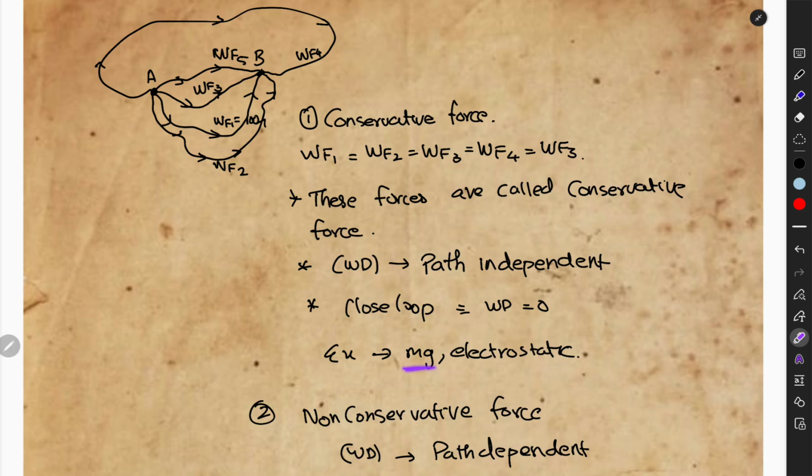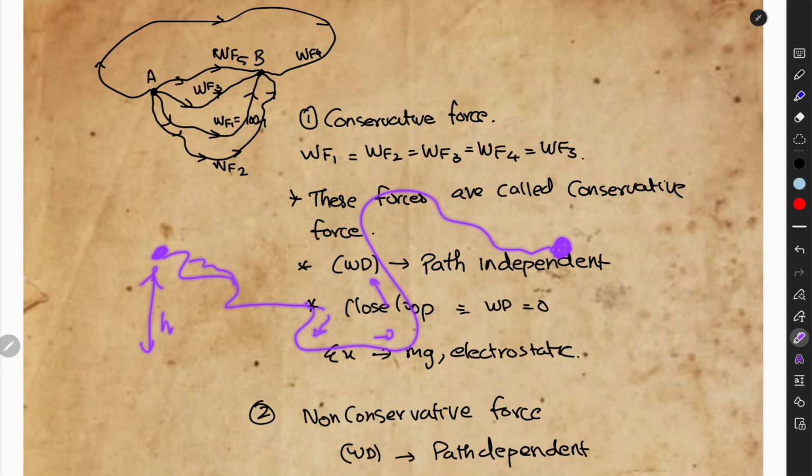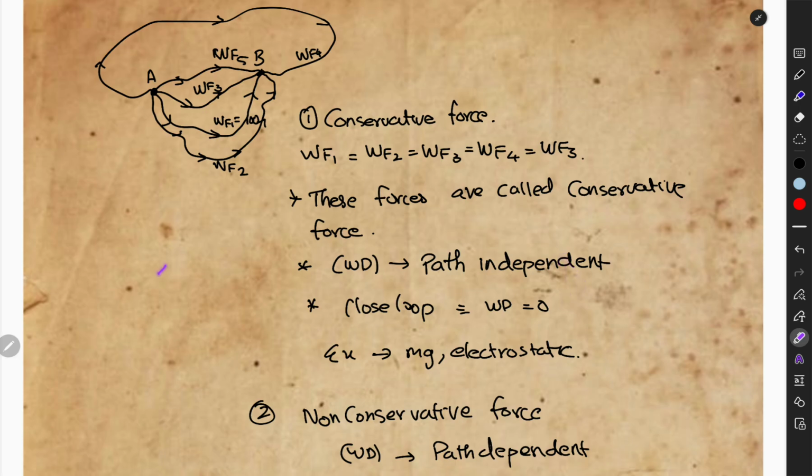So let's take mg. Let's take this at a height h. Let's say it moves like this and reaches the point B. Will you take all the path it is traveling? No, right? Basically, you will take the difference between the heights, the vertical displacement. So it basically depends on the initial and final position. So mg is an example of that, and electrostatic force is also an example of that.